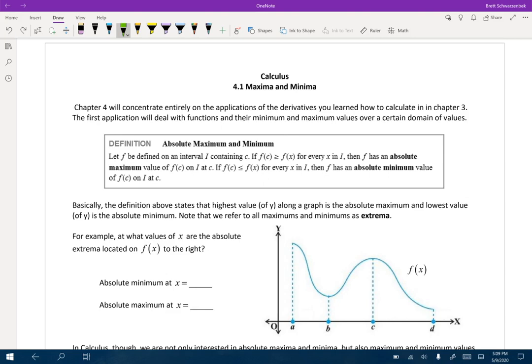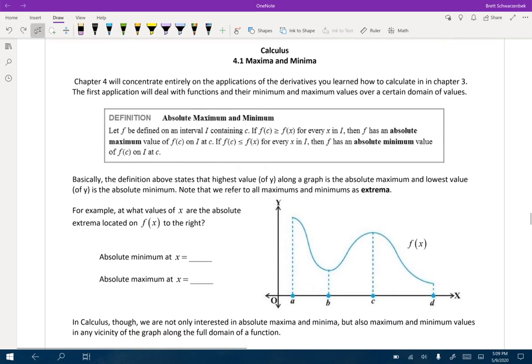There were a couple applications, but chapter 4's sole purpose is to learn about the key applications of derivatives in calculus. Our first stop is the concept of maxima and minima. That will be basically the max and min values along a graph.